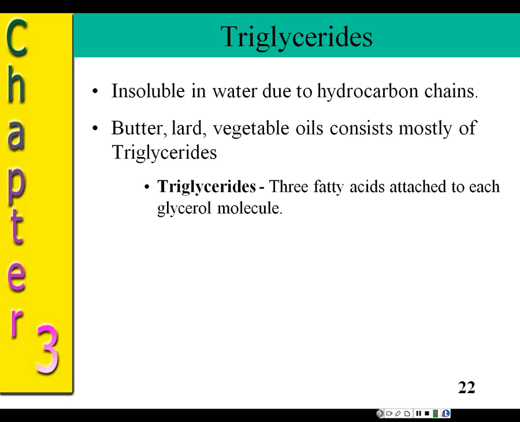No, a carboxyl group is stuck on a hydrocarbon chain in order to make a fatty acid.